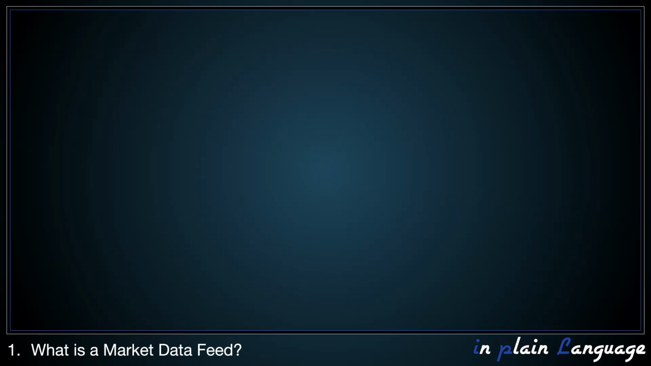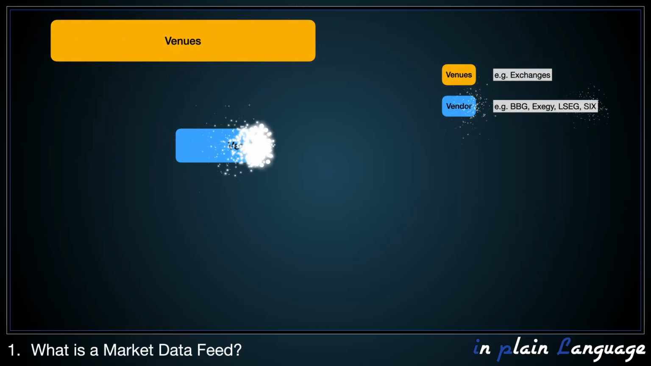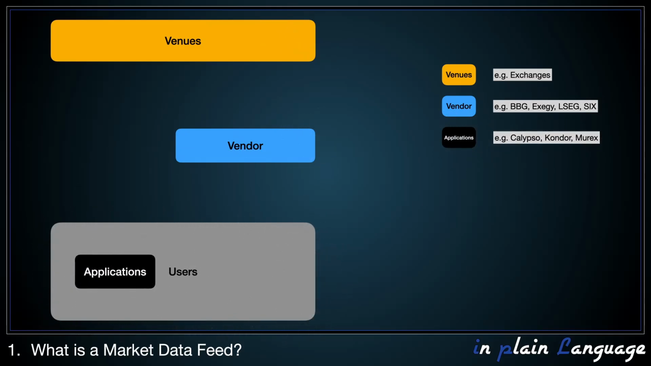Now let us visualize the concept of market data feeds a little. We have 3 players or groups in this game. Venues, like your exchanges or other marketplaces. Vendors, like Bloomberg, Exegy, LSEG, SIX, who take the data from the venues, do something with it, which is usually normalization, and then sell it to the third group, which are the users, like banks, corporates, governmental institutions, and their respective applications. I have used the word normalization and will provide some more information to this later on.